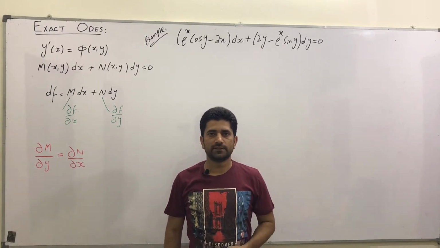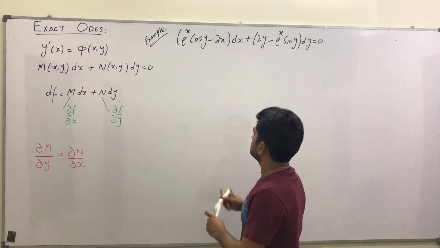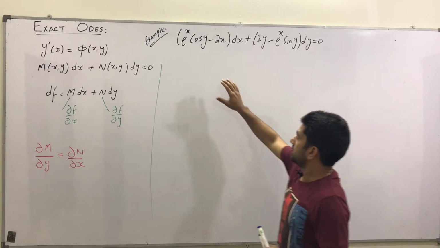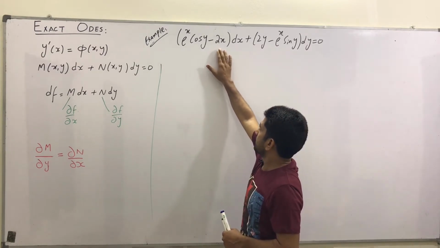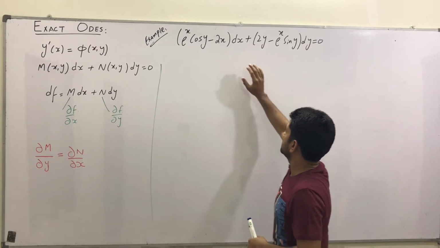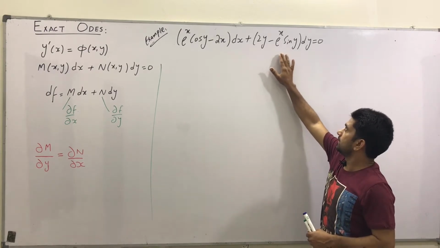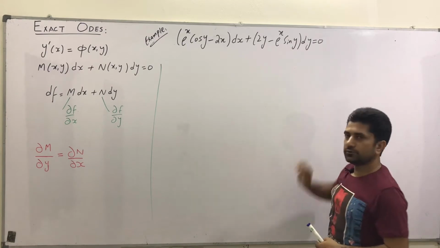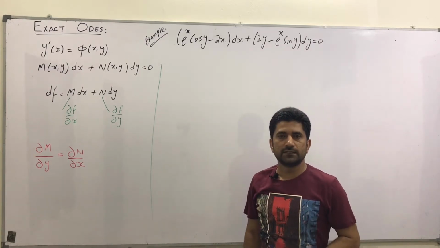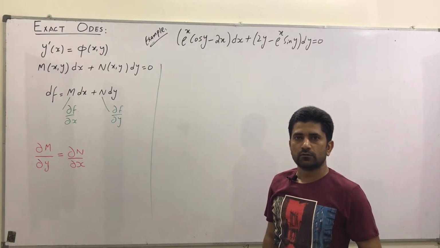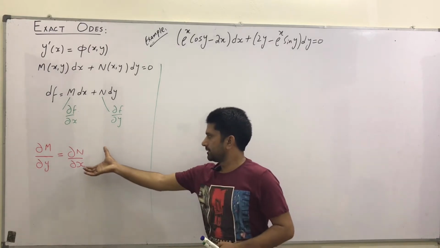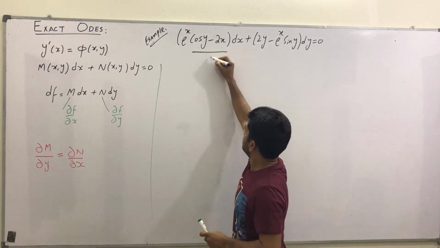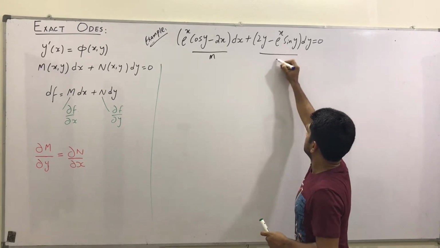Let's do one of the examples. For example, we have one question. In this, e to the power x cos y minus 2x dx plus 2y minus e to the power x sin y dy equals 0. First we check whether it is exact or not. To check exact, we must satisfy this relationship. This is our M and this is our N.